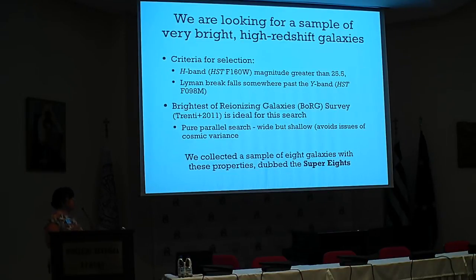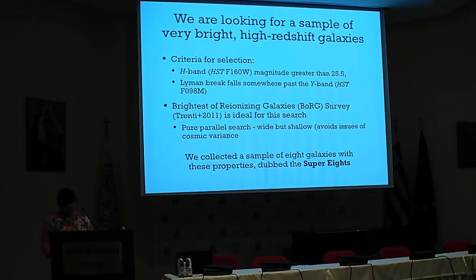So with the BoRG data, we went out and collected a sample of eight galaxies that satisfied these criteria, and we called them the Super Eights, because there are eight of them and they're at redshift eight, so why not? Four of them had been previously identified by Calvi et al. in 2016, and the other four came from further BoRG searches that we conducted, looking for these Lyman break features.